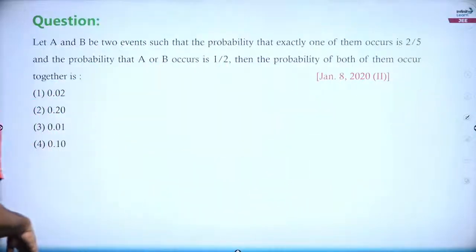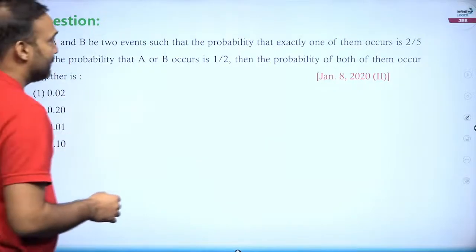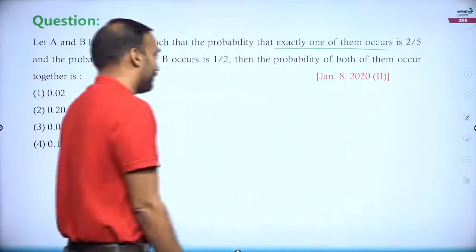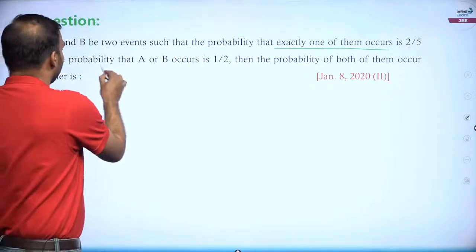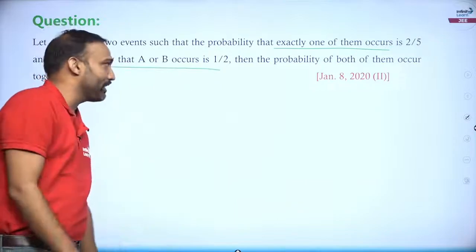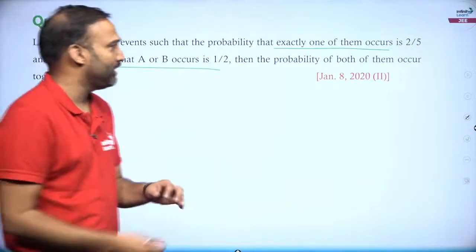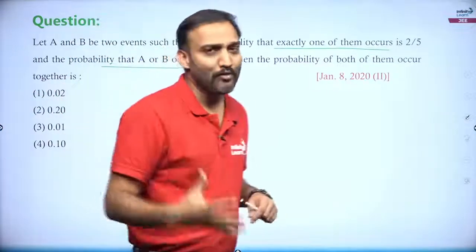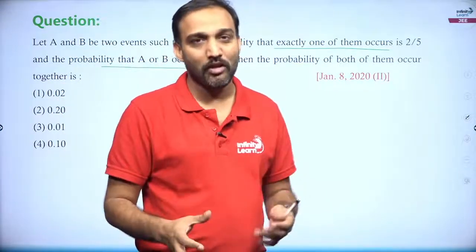So now we move on to the next example. The next example says A and B are two events such that the probability of exactly one of them occurring is 2 by 5, and the probability of A or B occurring is 1 by 2. I have to find the probability of both of them occurring together. Once again, more of a Venn diagram but less of a probability.